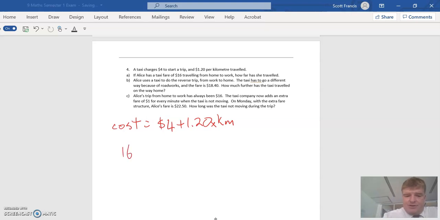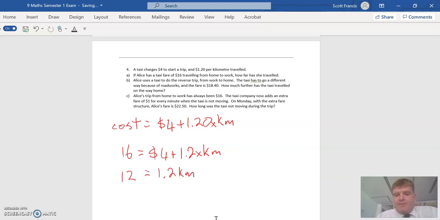So let's substitute: the cost is 16 equals 4 plus 1.2 times the number of kilometres. Let's subtract 4 from both sides to get rid of that. So we've got 12 equals 1.2 by the number of kilometres. Now we can divide both sides by 1.2. 12 divided by 1.2 is going to give us 10 equals the number of kilometres. So that's the trip distance. The trip equals 10 kilometres.